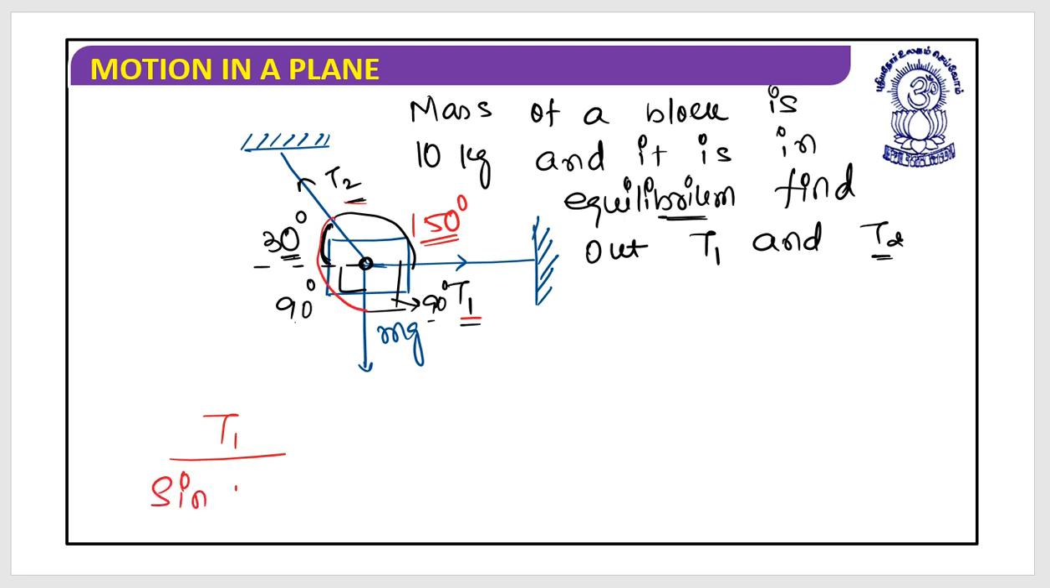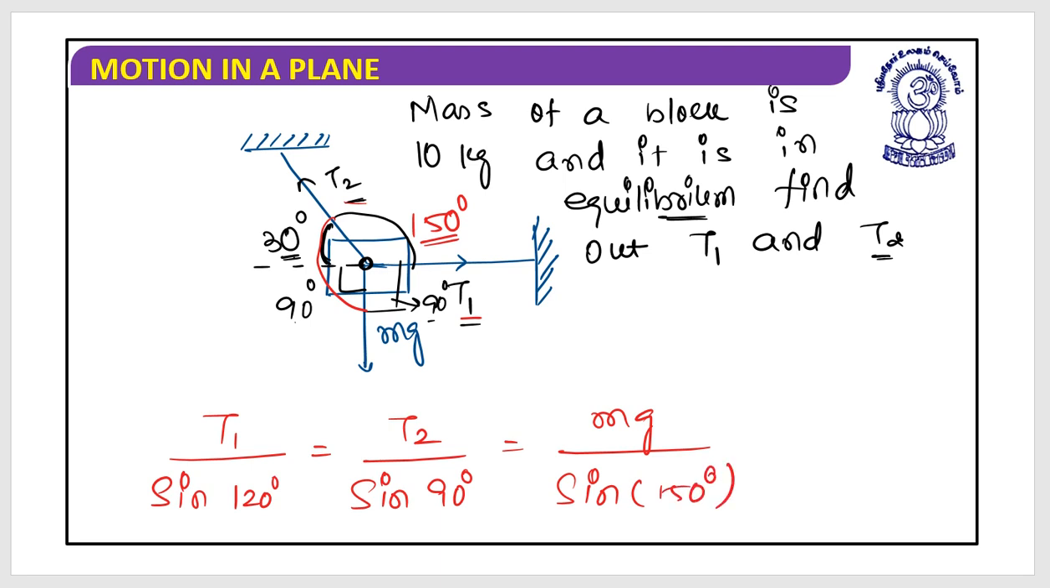So T1 by sine of 120 degrees must be equal to T2 divided by the sine of the angle that has not been produced by T2. So what would it be? It's 90 degrees. So this is T2 divided by sine of 90 degrees, and that would be equal to mg divided by the sine of the angle that has not been produced by mg, it's 150 degrees.